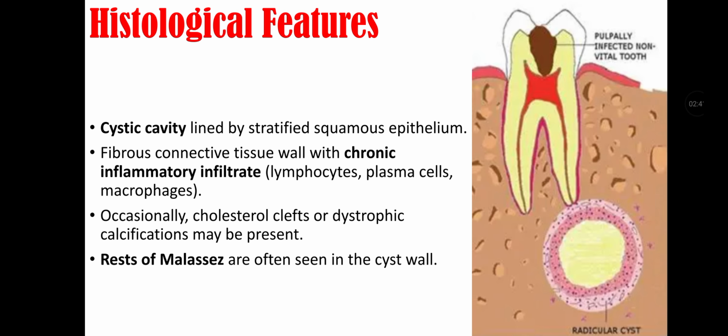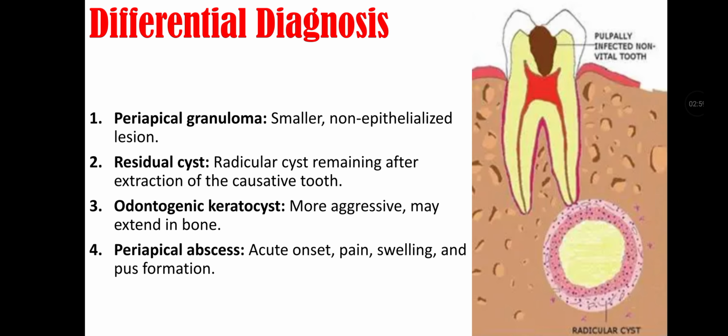Histopathological features: The cystic cavity here is lined by stratified squamous epithelium. A fibrous connective tissue wall with chronic inflammatory infiltrate is there, containing lymphocytes, plasma cells, and macrophages. Occasionally, cholesterol clefts or dystrophic calcification may be present. Rests of Malassez are often seen in the cyst wall.